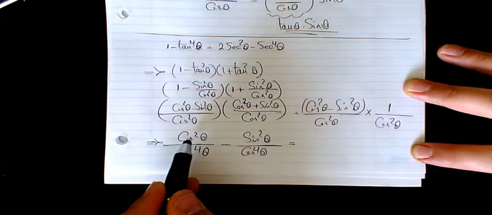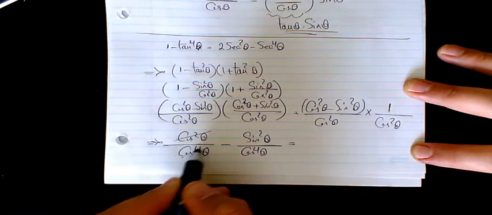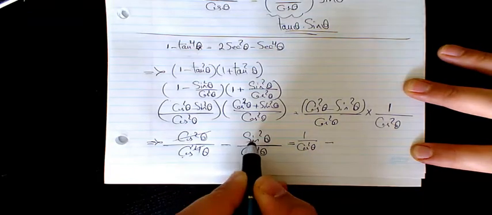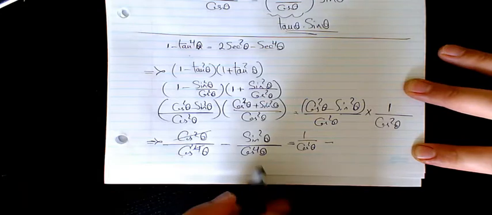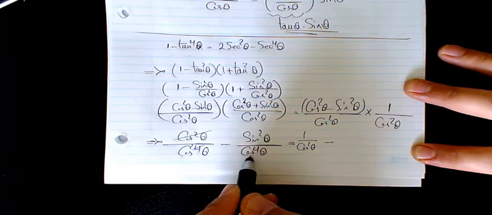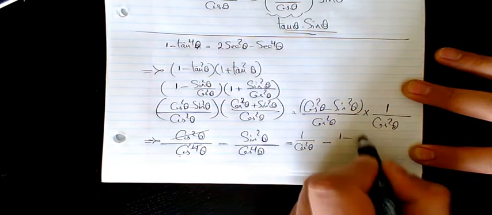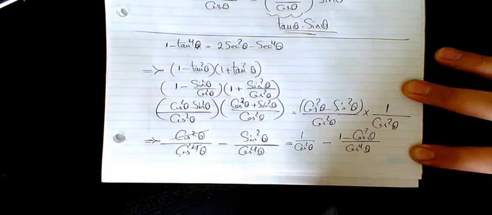Now this cosine squared and this one cancel each other. This one is going to be 1 over cosine squared theta, times 2. And here I will have sine squared divided by cosine to the power of 4, which will be 1 minus cosine squared theta divided by cosine to the power of 4.